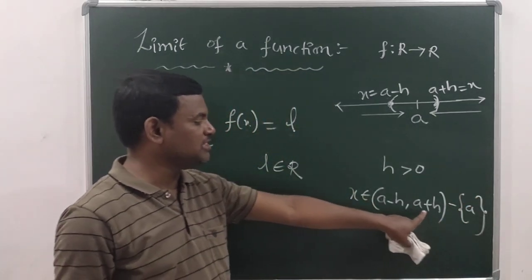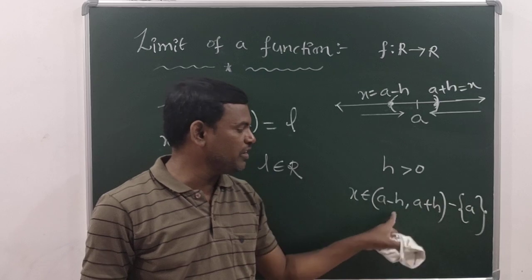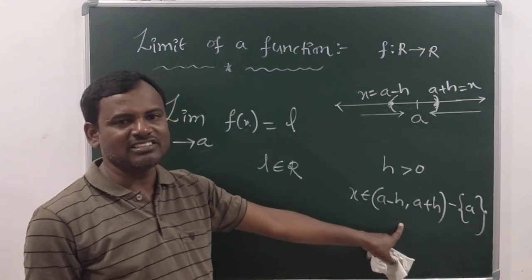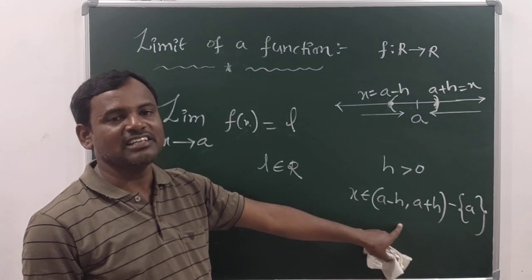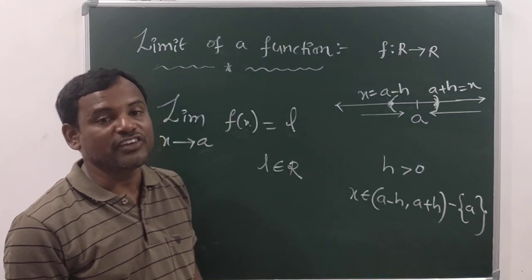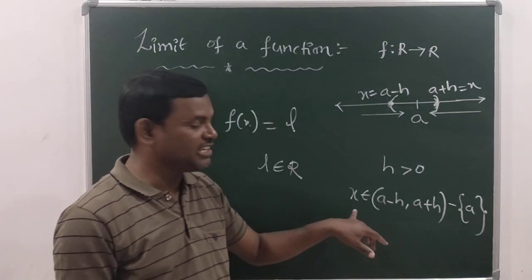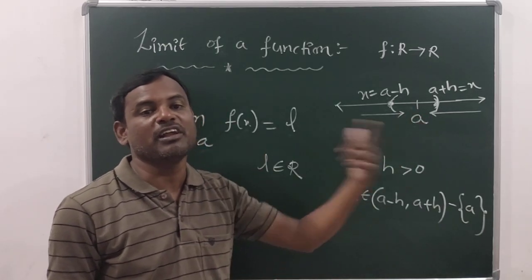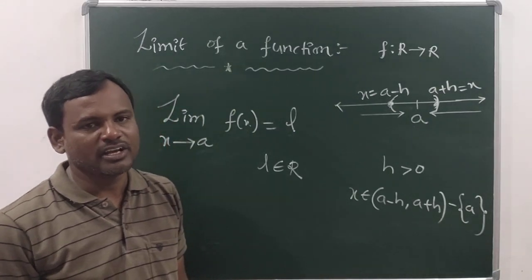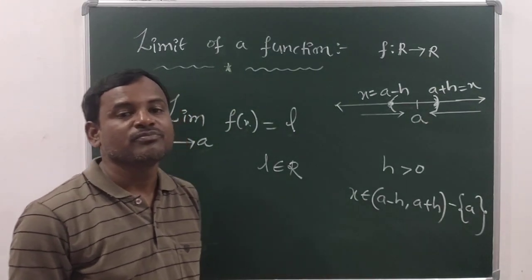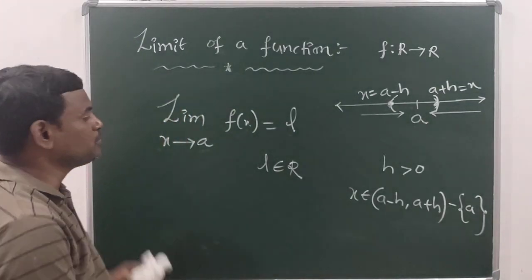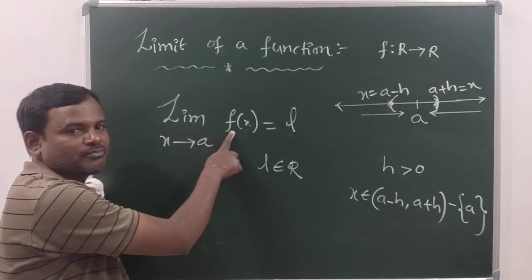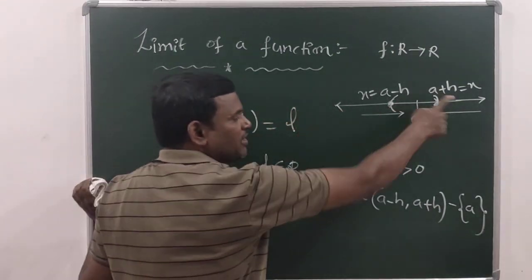Open interval of a minus h to a plus h, in which a must be subtracted. So in calculus language, we call this interval the neighborhood of a. Our x will take which value? Neighborhood of a. Either it may be from left or right. So this x value, students, we have to substitute in the place of x in the given function. Either it may be from left or right.